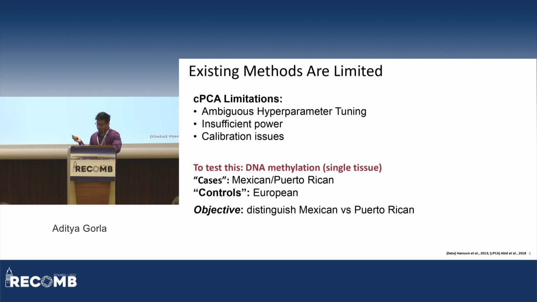And I can actually just show you this by considering some real data examples. So consider some methylation data where we take a mixture of cases, where they're all Mexican and Puerto Rican ancestry individuals, and the controls are Europeans. And note that this data set comes from a single tissue, so there shouldn't be any significant tissue type variability. And the only difference between the cases and the controls is the population structure. So a well-powered contrastive subtyping approach should be able to distinguish the Mexican versus Puerto Rican ancestry samples.